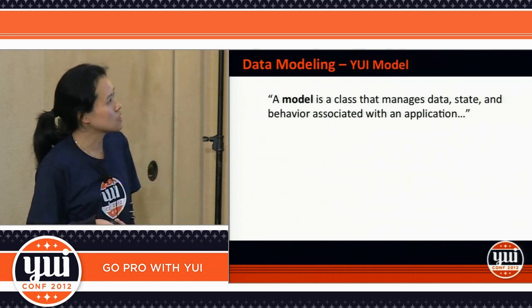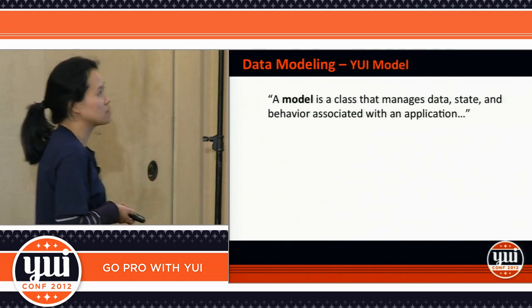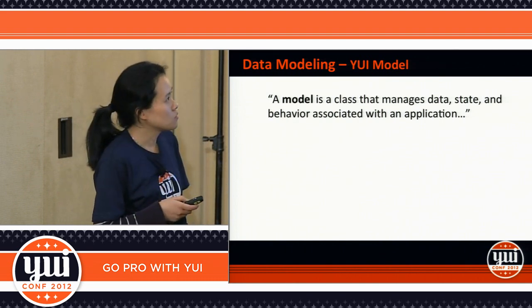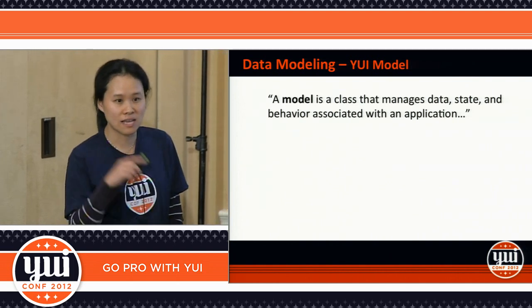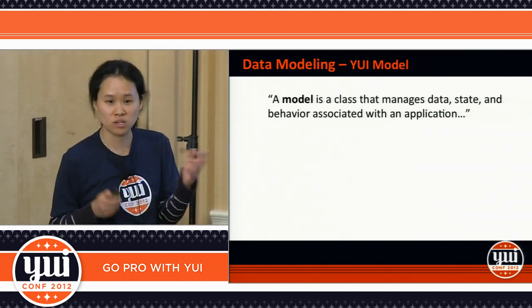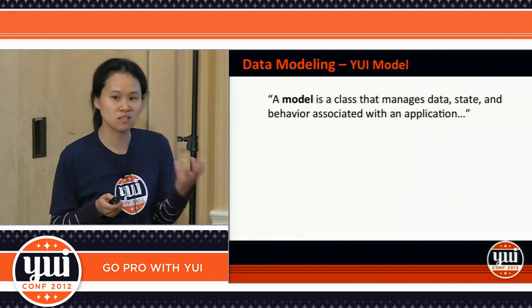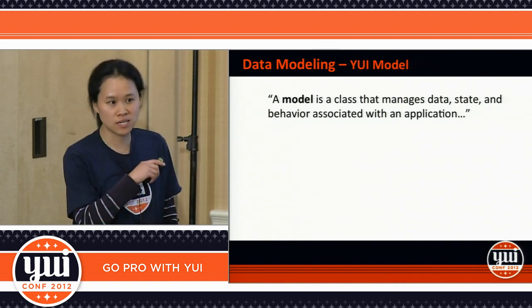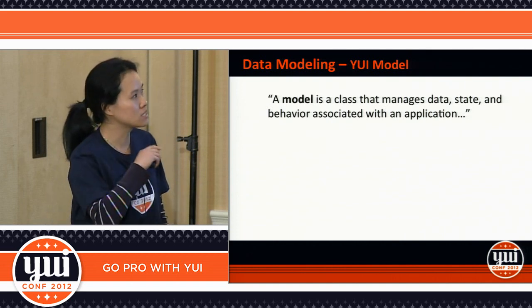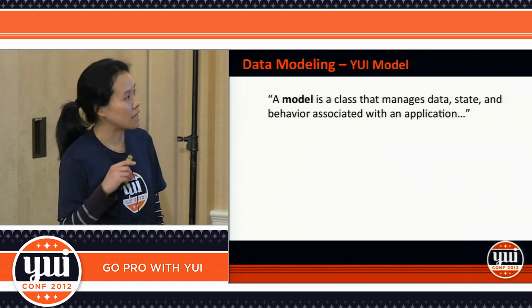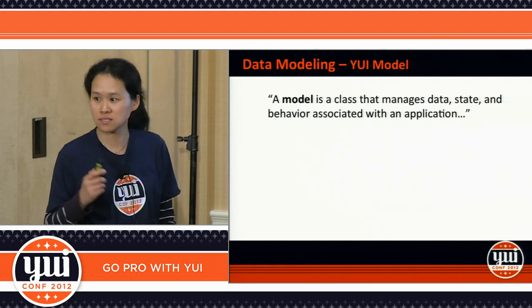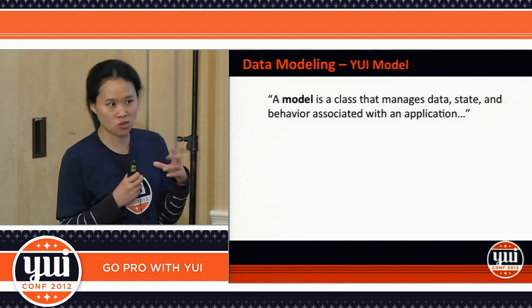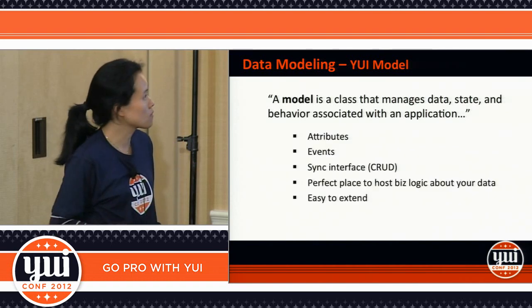So a model is a class that manages data, state, and behavior associated with an application. This is truly important because before we had MVC, all the state information was intertwined between your JavaScript and sometimes even CSS and your markup. And now with the model, you have this clear separation of concerns, where you put all the data, all the state in your model, and then the view becomes stateless. And everything is in there in a model in a way that your JavaScript code understands.